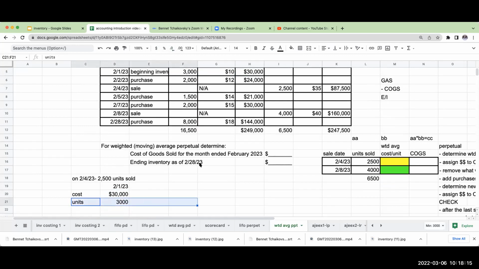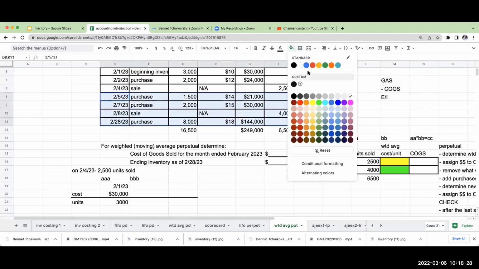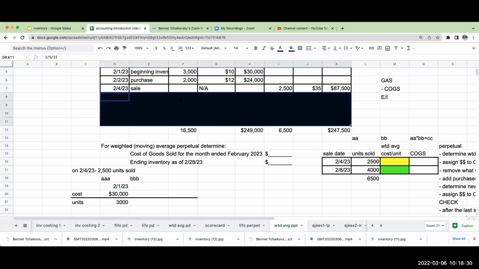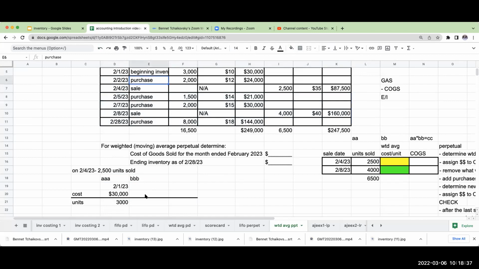Okay, so what do I do next? Let's give ourselves a little more room. I had another purchase. I sold it on February 4th. None of this down here has happened yet. We're going in chronological order, so I can only look at what's there right now. So I had a purchase on 2/2/23. That amount was $24,000, for a total of 2,000 units.